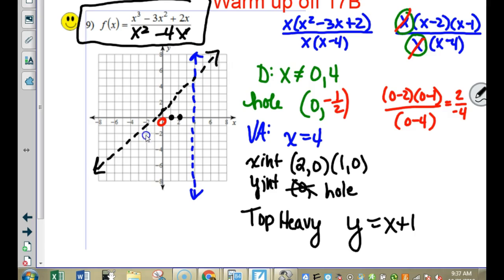All right, I think I can kind of see the shape that's going to be down here. What do you think? But do you remember what we talked about yesterday? We had one like this. There's a vertical asymptote, so there's going to be another piece to this graph somewhere.